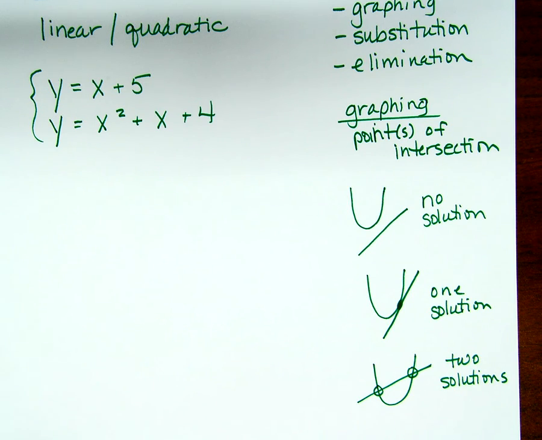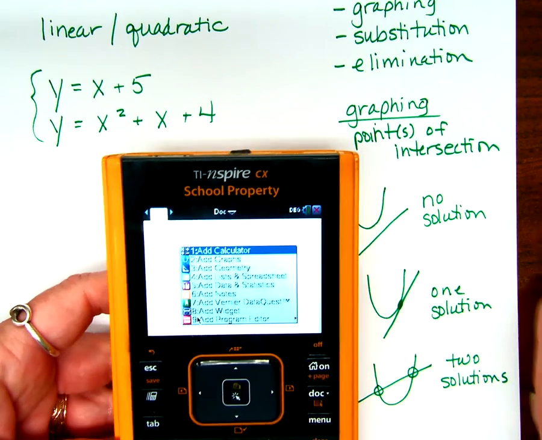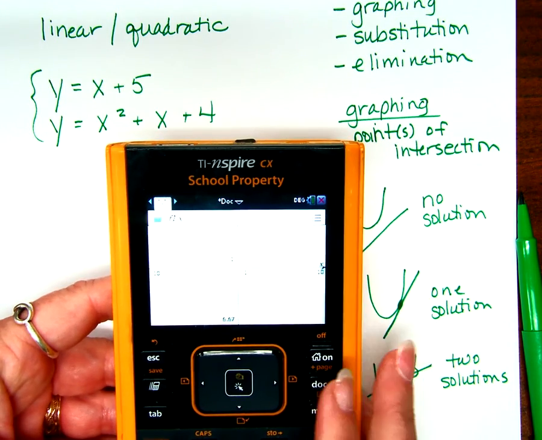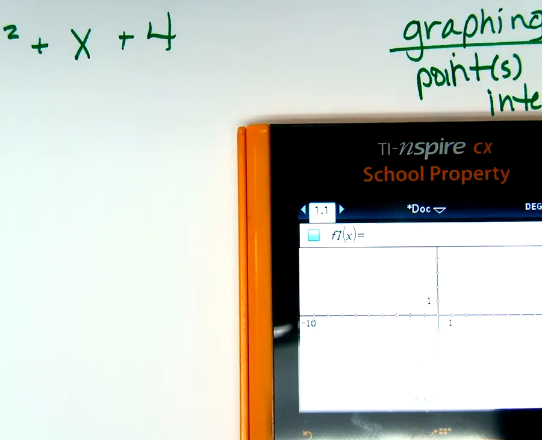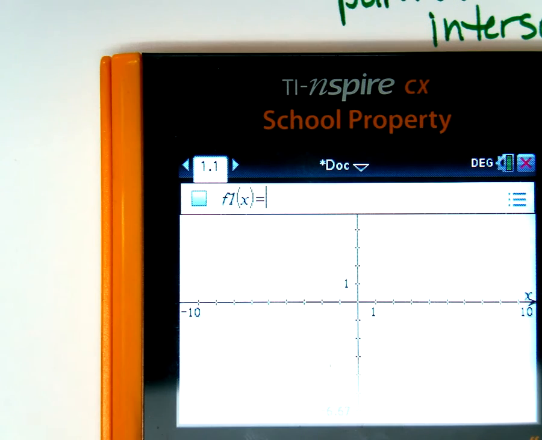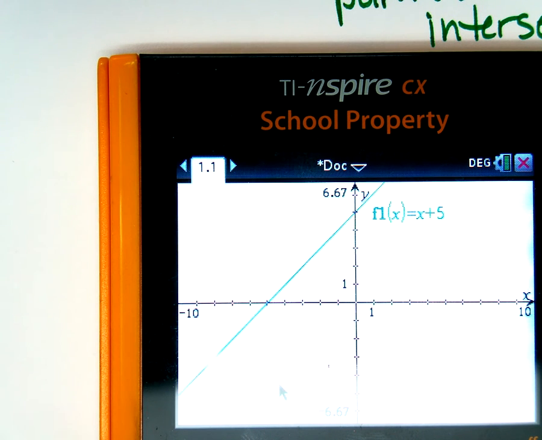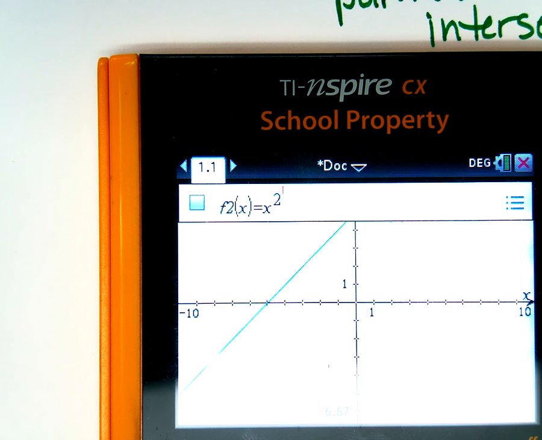My calculator's being rude. So I want to go to my graph. I'm going to zoom in so you can see my calculator. I'll be able to see the equations, but you have them written down, yes? So x plus 5 is my first one. And then tab to enter my second one. X squared plus x plus 4.